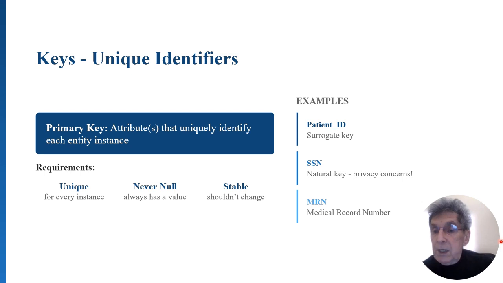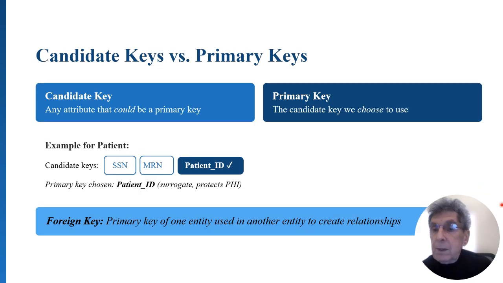Examples of primary keys in healthcare: patient ID is what we call a surrogate key, a system-generated identifier with no real-world meaning. It's just a number. Social Security number could be a primary key. It's unique, but we generally avoid this for two reasons: privacy, and the fact that not everyone has a Social Security number. Medical record number is often used. It's assigned by the healthcare organization and unique within that organization.